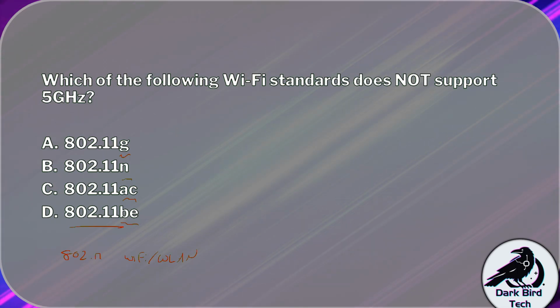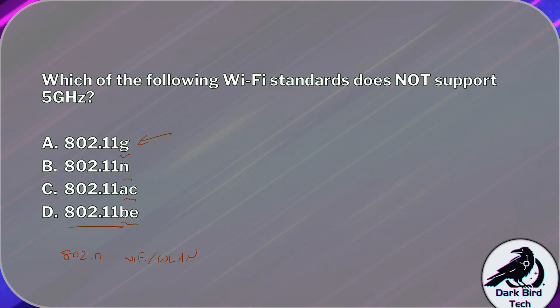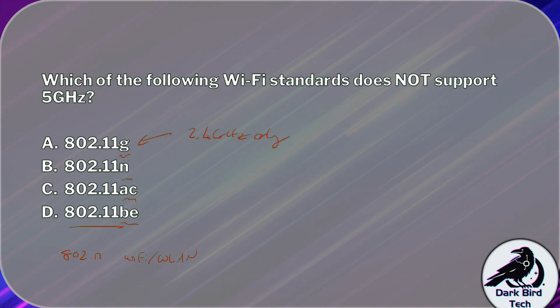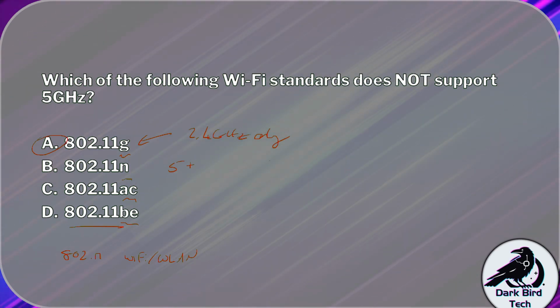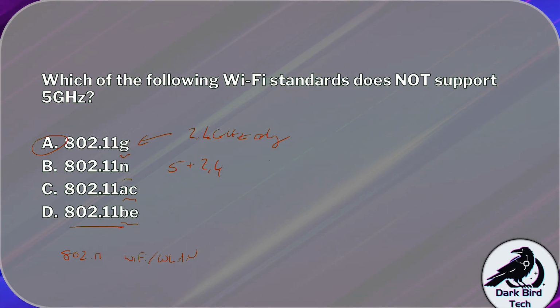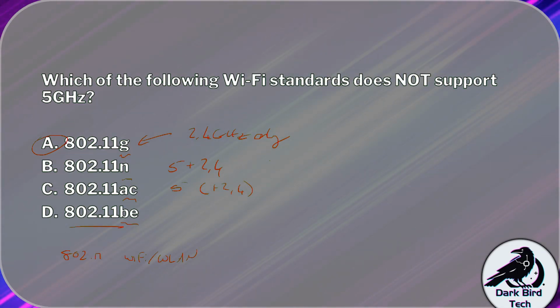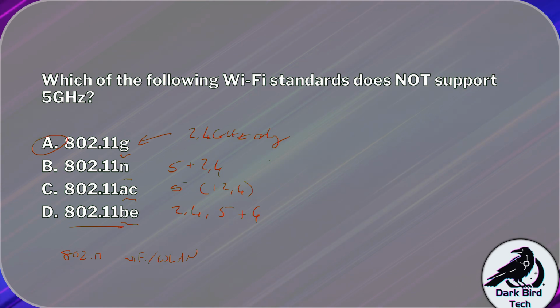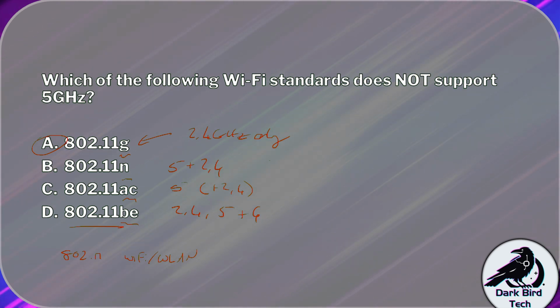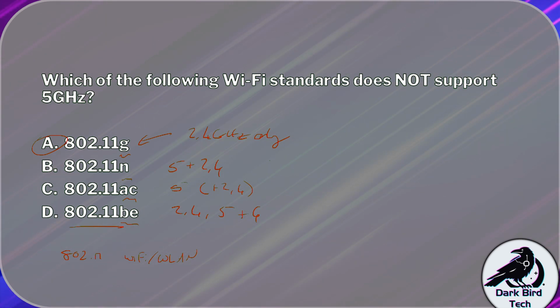Well, for those of you that remember your frequencies pretty well, you'll remember that 802.11g is 2.4 GHz only. N is 5 and 2.4 GHz. AC is 5 GHz officially, but also 2.4 GHz in reality. Go watch my Wi-Fi video if you want to understand that statement more. And 802.11be is 2.4, 5, and 6 GHz, as that's the newer Wi-Fi 7 standard. So our answer is G.